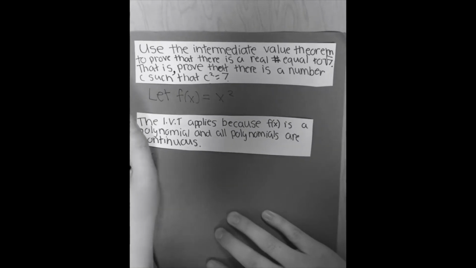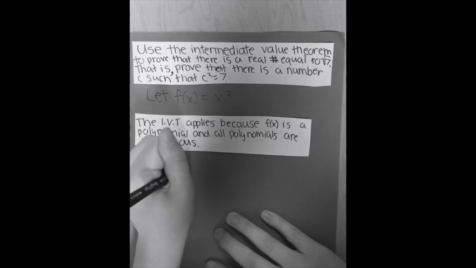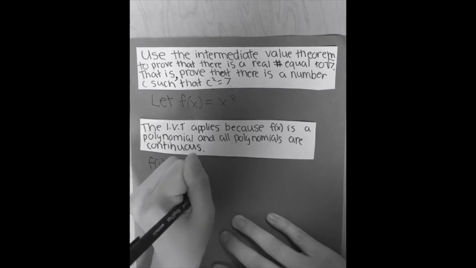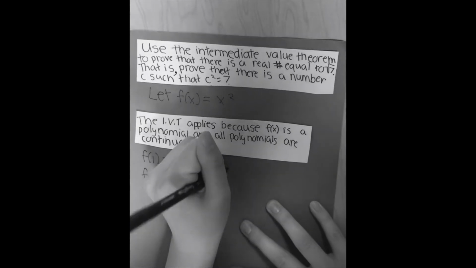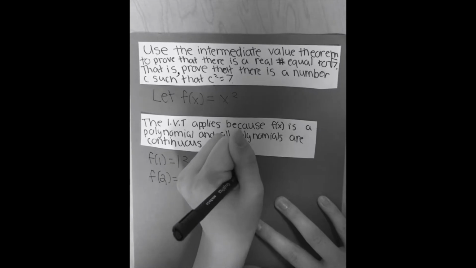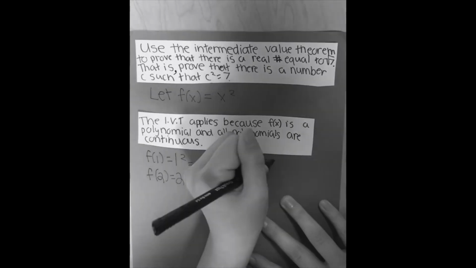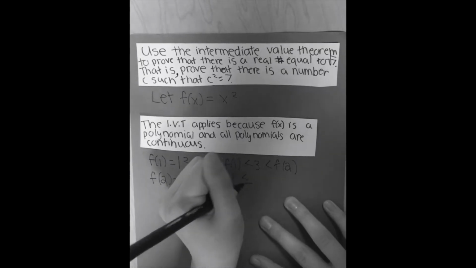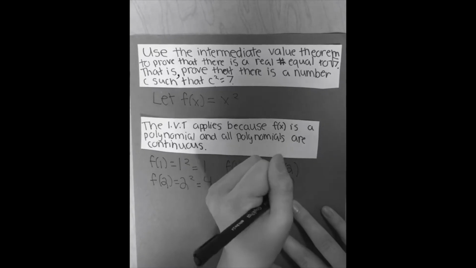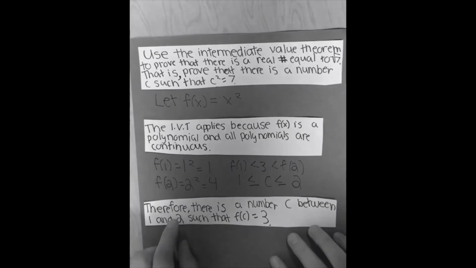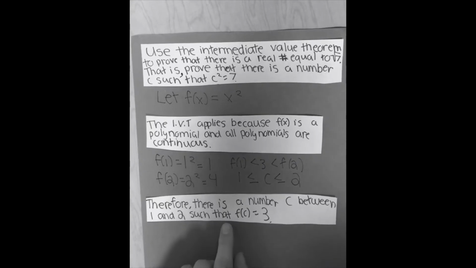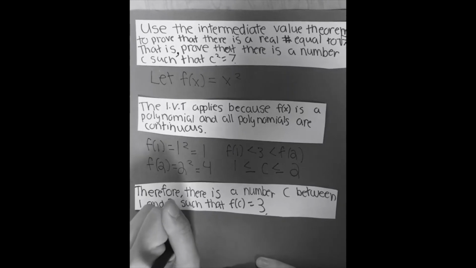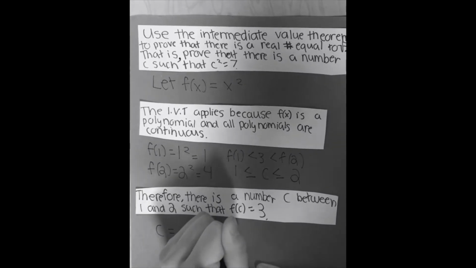And then f of 1 equals 1 squared, which equals 1, and f of 2 equals 2 squared, which equals 4. So f of 1 is less than 3 and 3 is less than f of 2, and 1 is less than or equal to c and c is less than or equal to 2. Therefore, there is a number c between 1 and 2 such that f of c equals 3. This shows that c equals the square root of 3, QED.